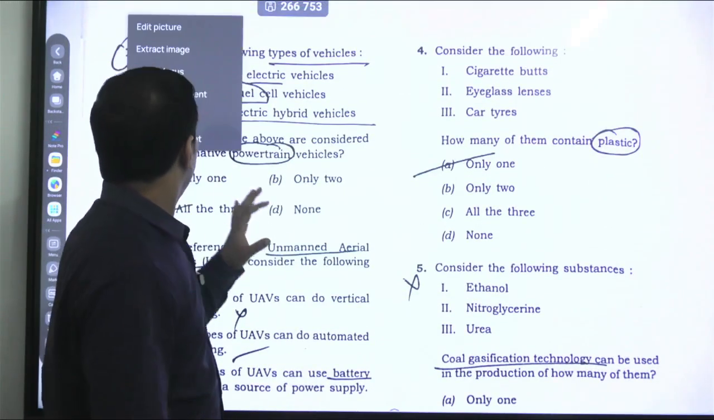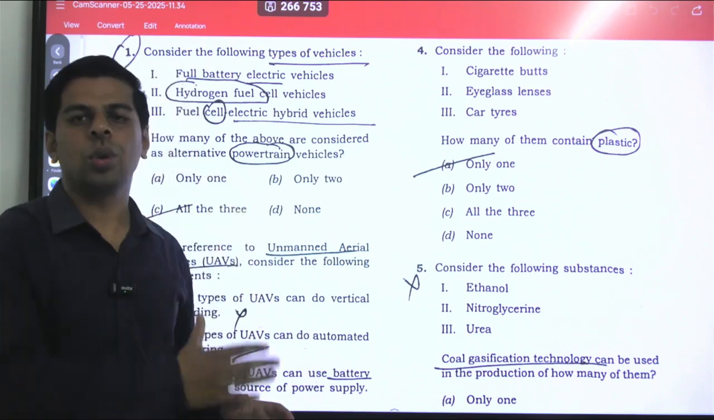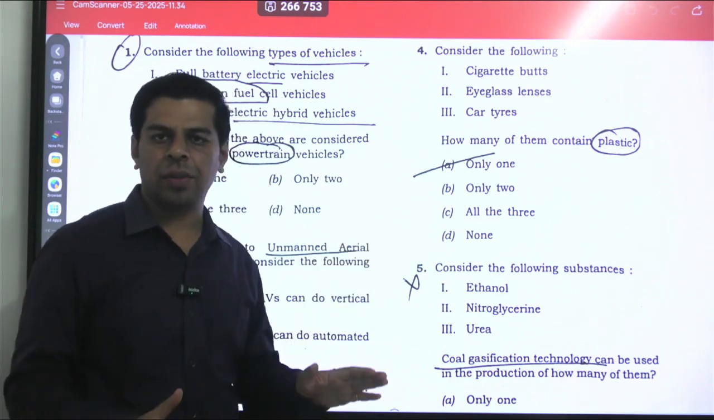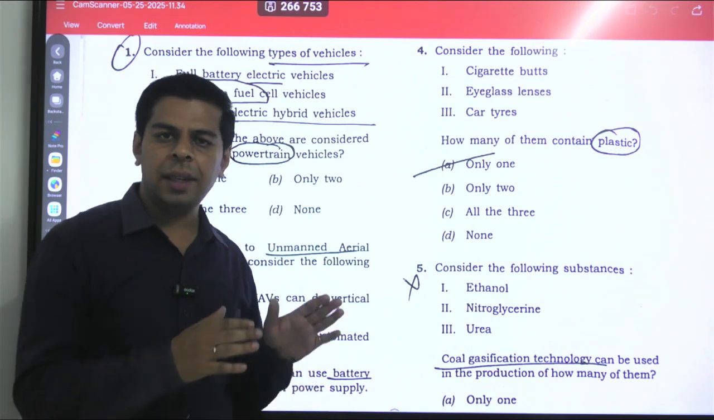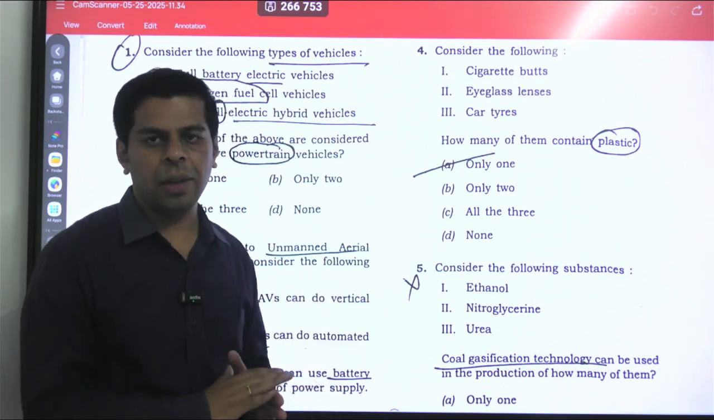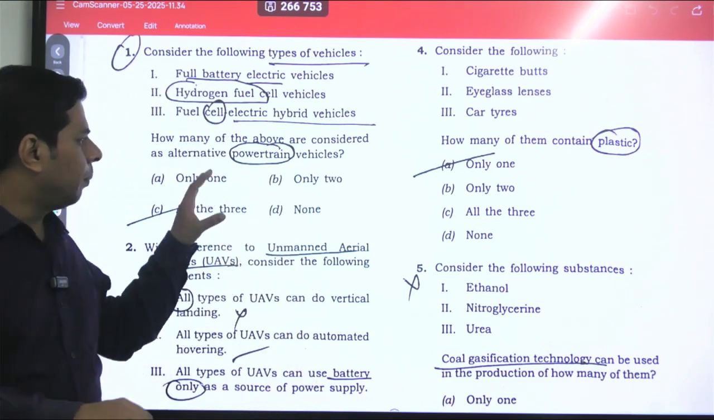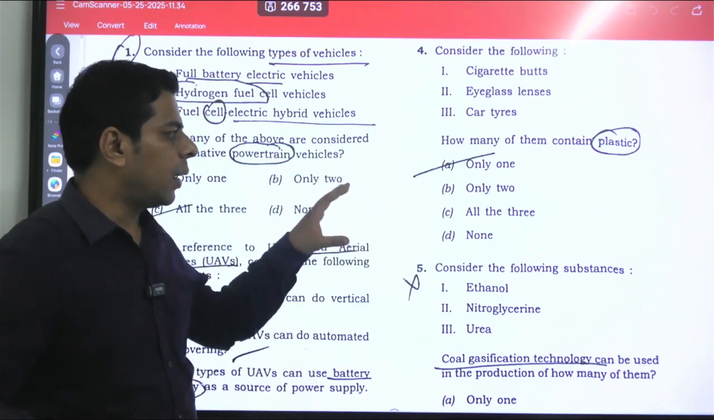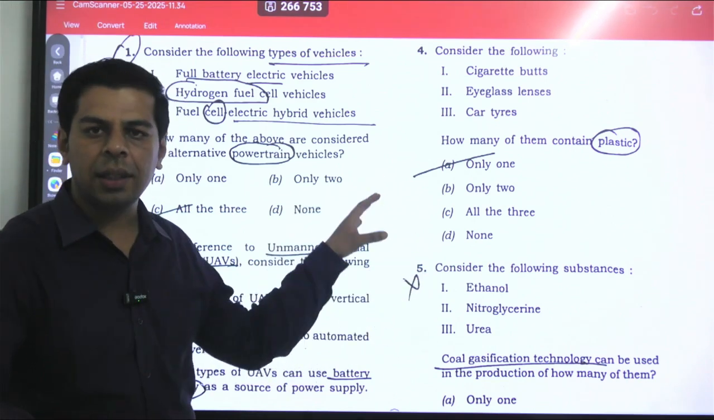Yes, so here we go with the first question. This is set B, and now the questions are in sequence. 1 to 10 were from science and tech. Only one question we can attribute to environment. 11 to 20 were from environment and ecology. Once again, they have asked about the emerging technology of powertrain vehicles, how the energy generated in a vehicle is transferred to the engine and then the movement is produced.